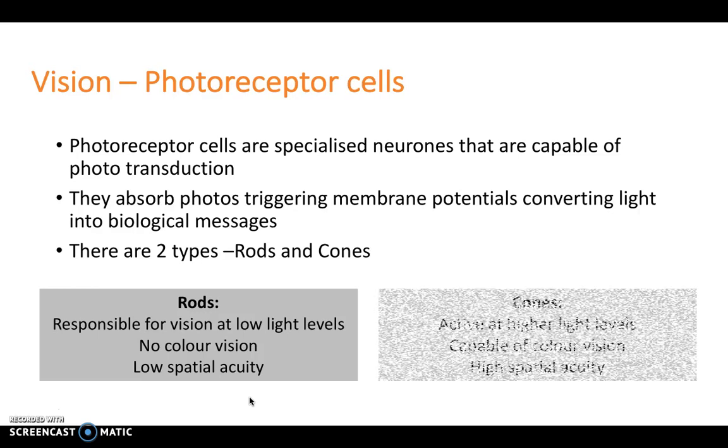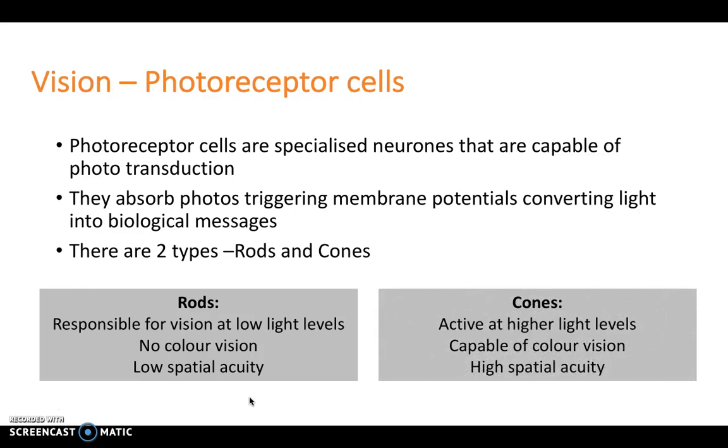And you can either have rods or cones. So rods are responsible for vision at low level light in comparison to cones, which are active at higher levels of light. Rods have no colour vision, but cones do. And rods have a low spatial acuity, whereas cones have a high spatial acuity.